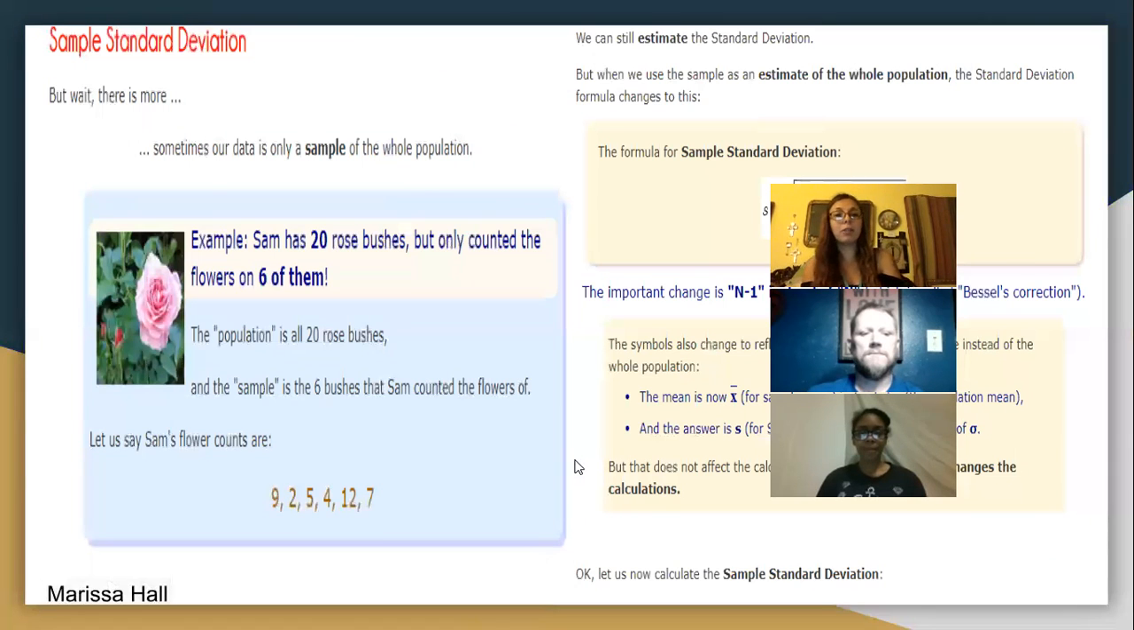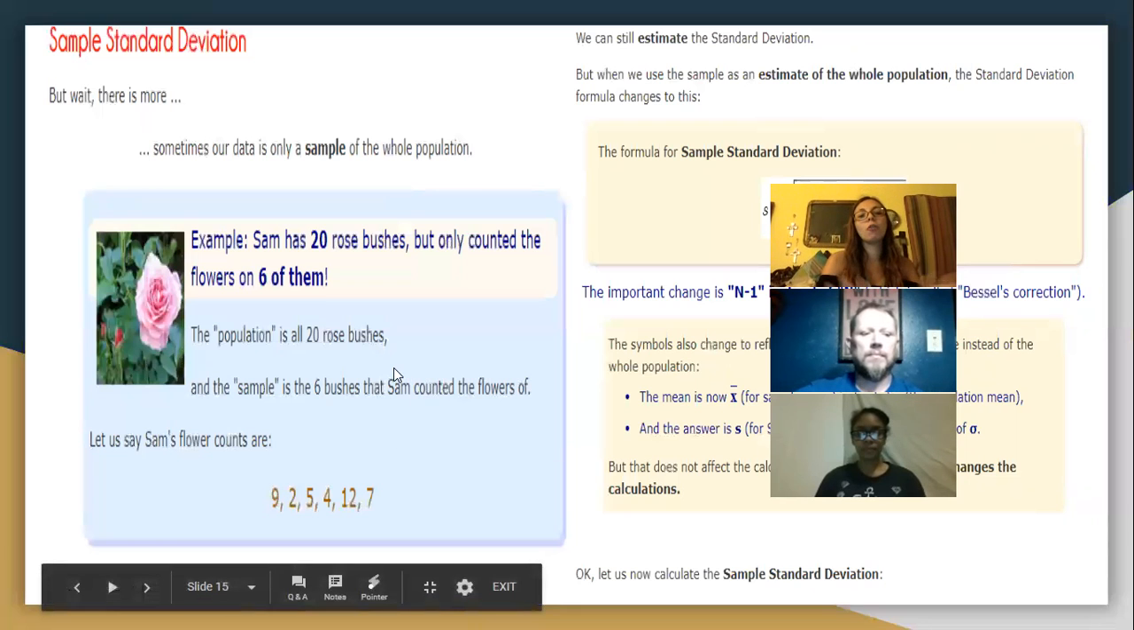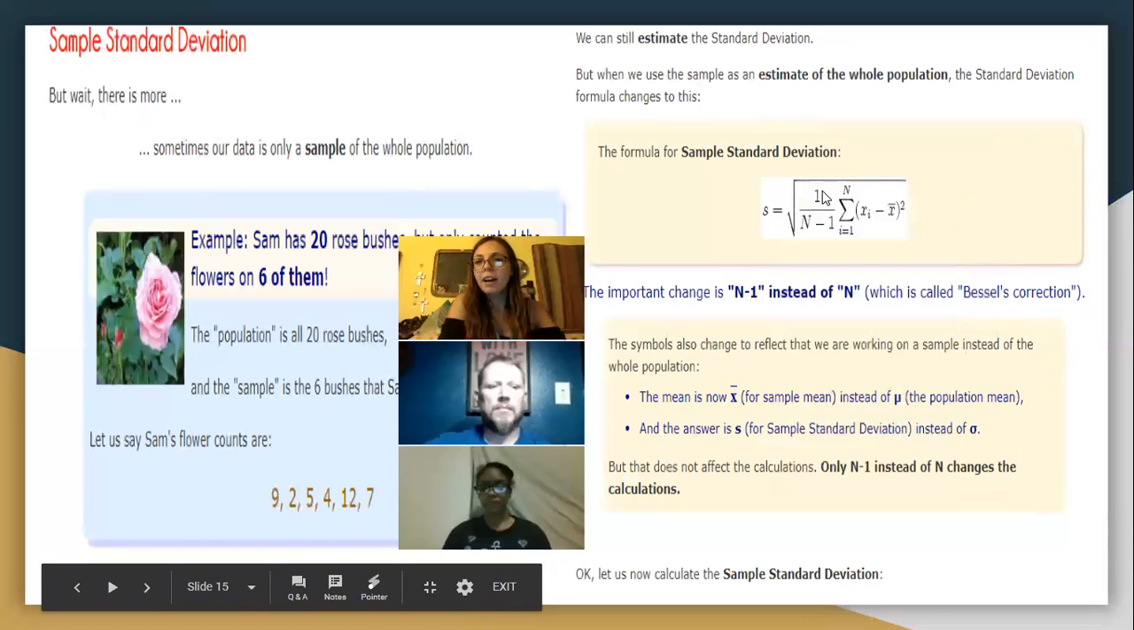Okay. Now the next example of standard deviation I was going to show you is a sample standard deviation, which is only a sample of the whole population. So let's say that Sam has 20 rose bushes, but we only counted the flowers on 6 of them. Okay. So the population is all 20 rose bushes. That's what we just did. And we're doing a sample of 6 bushes. So it's a little bit of a shorter list here, as you can see, and we can still estimate the standard deviation.